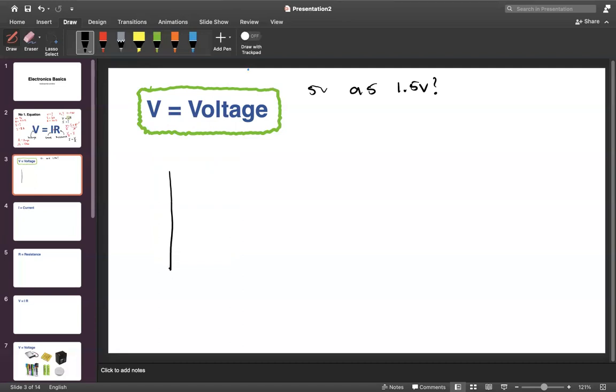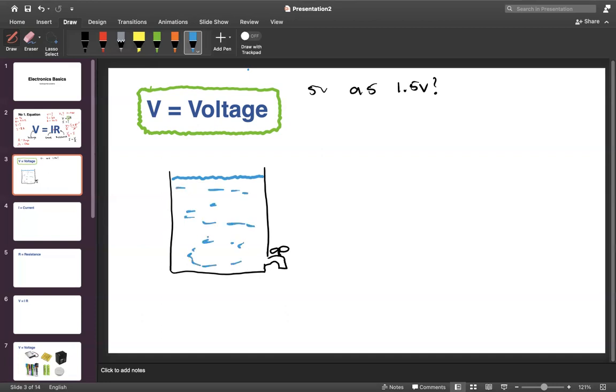I'll explain it in a very simple manner. Let's say that this is a water tank and you have a tap here. This is a tank with a tap, right? So I'm going to fill this water tank with water. So the water is filled in this tank.